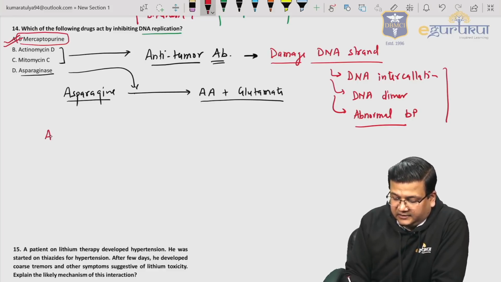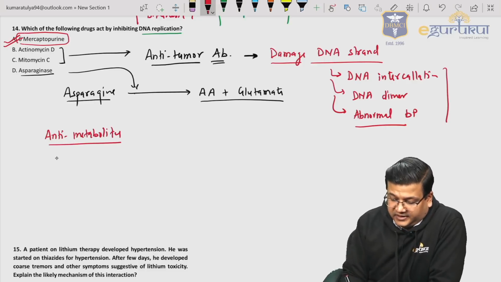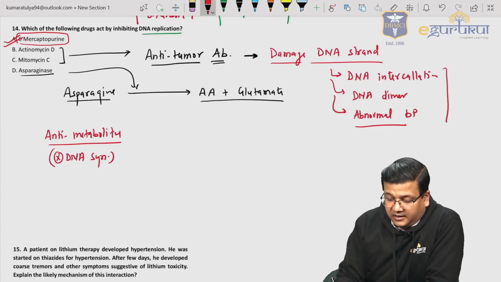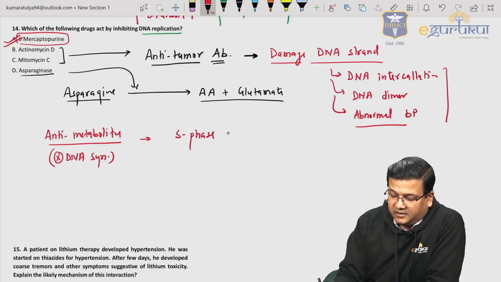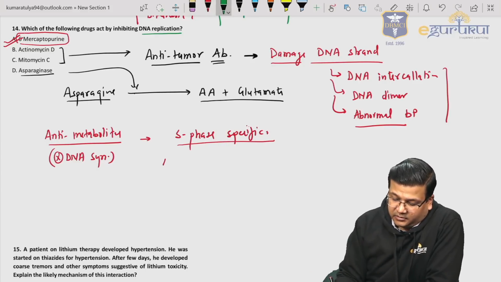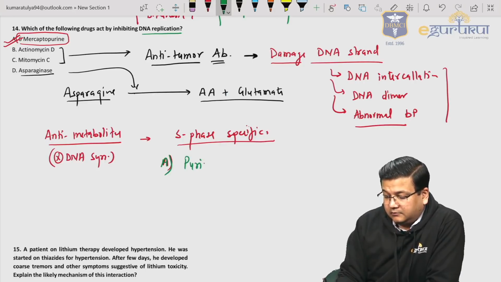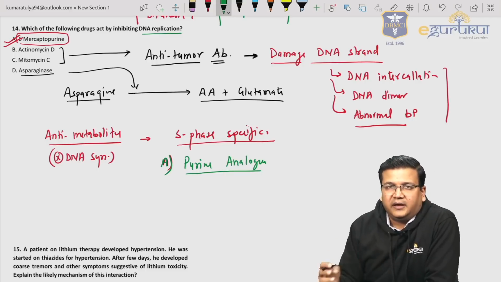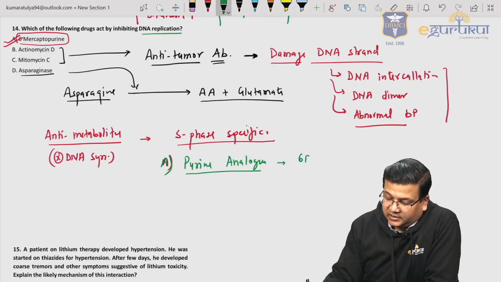What is this drug? This is an anti-metabolite. Anti-metabolites inhibit DNA synthesis, that is DNA replication, and that is why they act in S phase. They are S phase specific anti-cancer drugs. What are the drugs? Number one, type A, purine analogues. They look like purines, so they insert in DNA synthesis instead of a normal purine and inhibit DNA synthesis. Which are the molecules? 6-mercaptopurine, thioguanine.